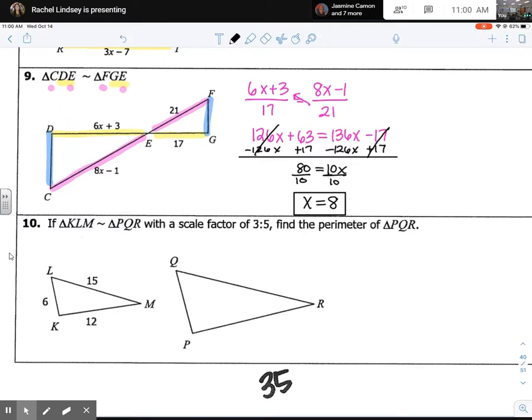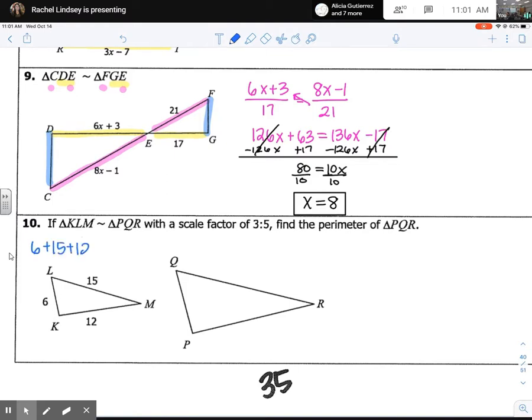Okay, so with a scale factor of 3 to 5, it wants you to find the perimeter of triangle PQR. So first we need to find the perimeter of this triangle. So to find the perimeter, we add up all the sides, right? Remember perimeter, we've been doing that since like 3rd grade.